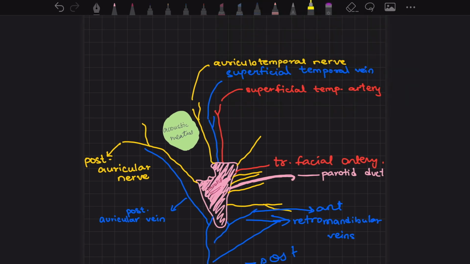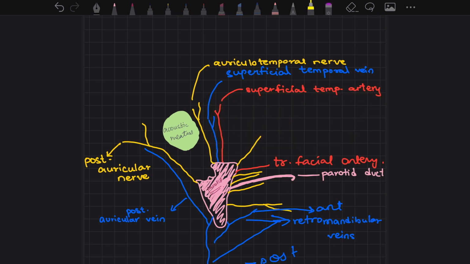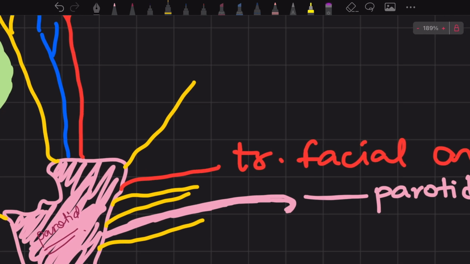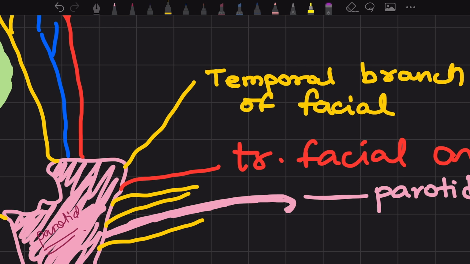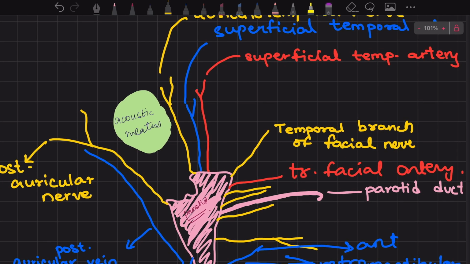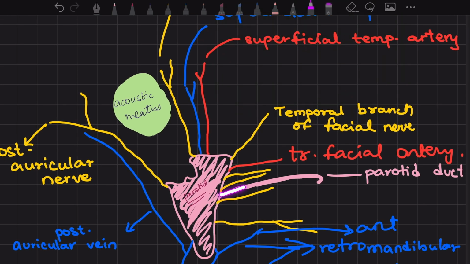The nerves are the auriculotemporal nerve, and then we have the branches of the facial nerve. What I have told you beforehand is that the temporal bone lies over here. So which branch of the facial nerve should emerge from here? It is the temporal branch of the facial nerve. Let me write it for you. This is the temporal branch of the facial nerve. Now beneath the temporal branch we have the transverse facial artery, and we have a parotid duct that emerges from the parotid gland.